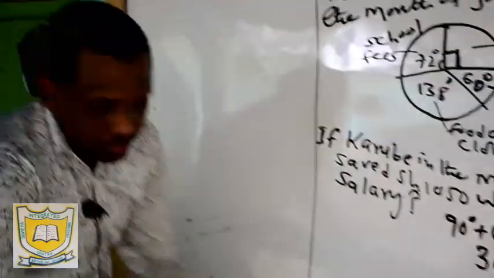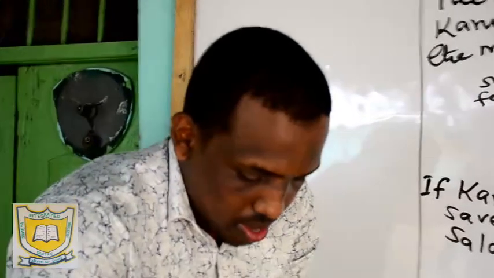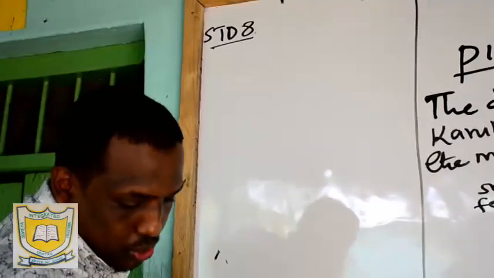We go to another one. You are told the pie chart below shows the number of animals.